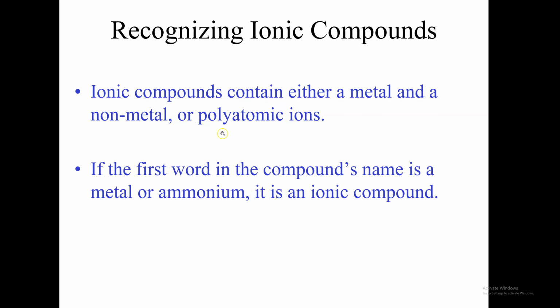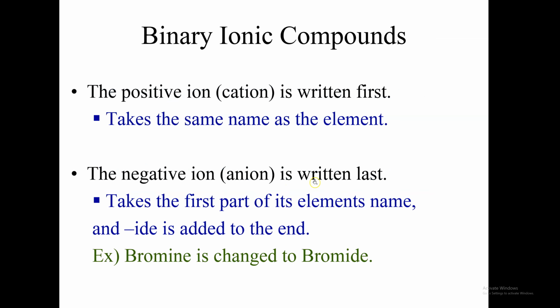Now, how to recognize ionic compounds really depends on the fact that you have a metal and a nonmetal, or what they call polyatomic ions. The word poly means many, and obviously ions means a charge. So the first word in the name, the metal, is basically going to give it its name, and it's usually going to be an ionic compound. In this case, it could be a metal, or in some cases, ammonium.